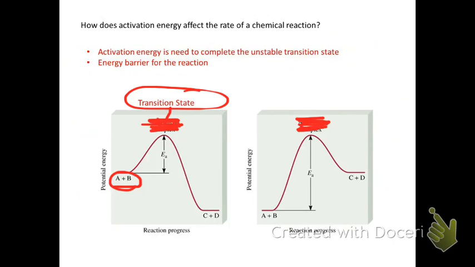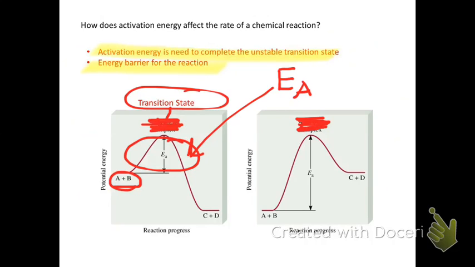Now, the transition state is quite unstable. Okay? So the activation energy is needed to reach the unstable transition state, which I have written there. That transition state will not form unless there's enough energy to form it. So this is known as an energy barrier. Or in other words, you can look at the activation energy as a barrier. And that's this barrier right here. And a lot of times we'll refer to activation energy with the symbol EA, energy of activation.